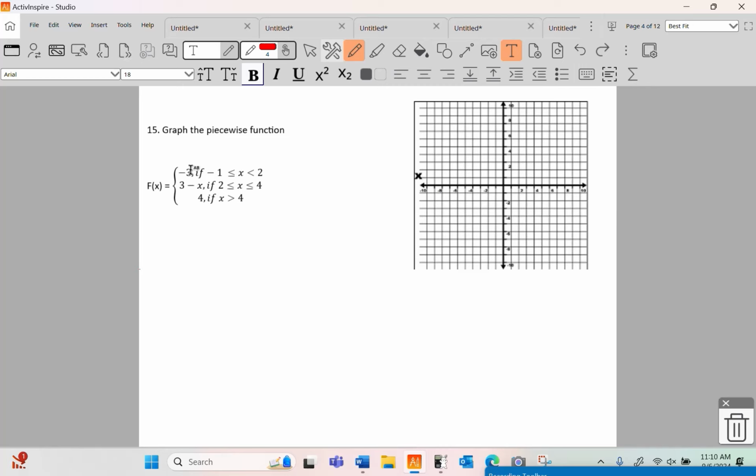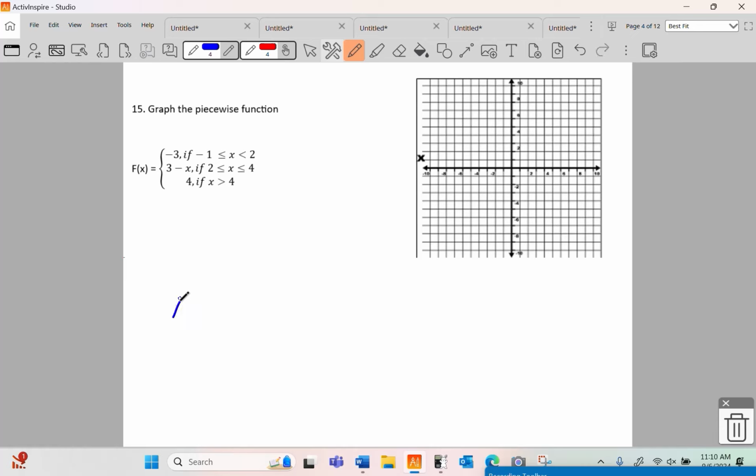15 is graph the piecewise function. You know, these guys right here, those are horizontal lines. You're supposed to know your parent functions. It's not my fault that you don't. That's yours. We've been over these things. Y equals a constant is a horizontal line. So y equals -3 would be down here. Y equals 4 would be up at 4. And it'd be like that.